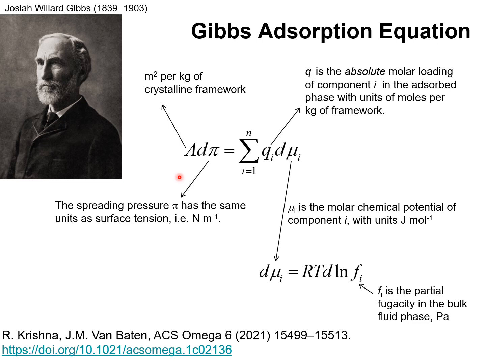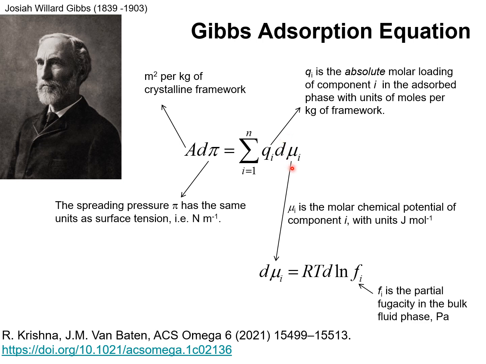The description of the thermodynamics of mixture adsorption begins with the Gibbs adsorption equation, written in this form: A dπ equals the sum of the product of the molar loading of component i times the differential of the chemical potential of component i. A is the specific surface area, and π is the spreading pressure, with units of newtons per meter.